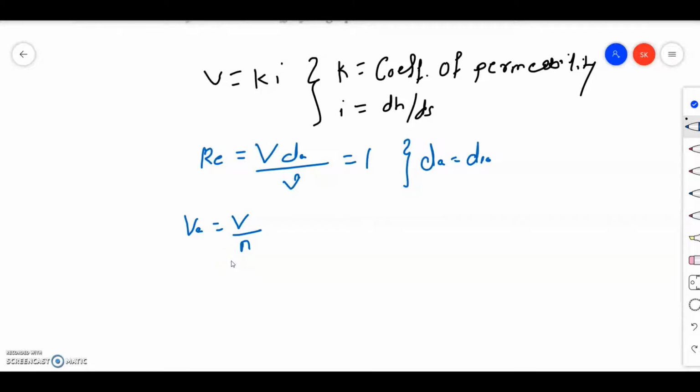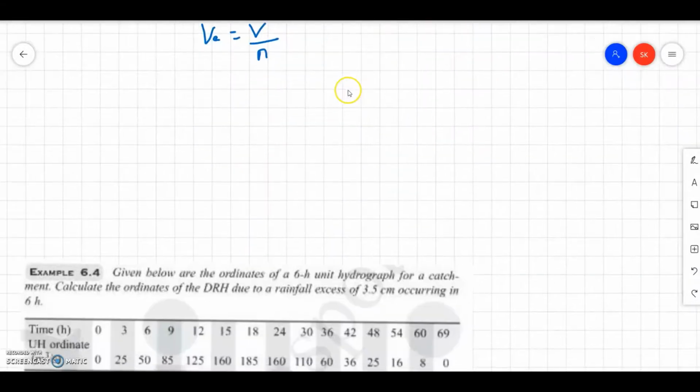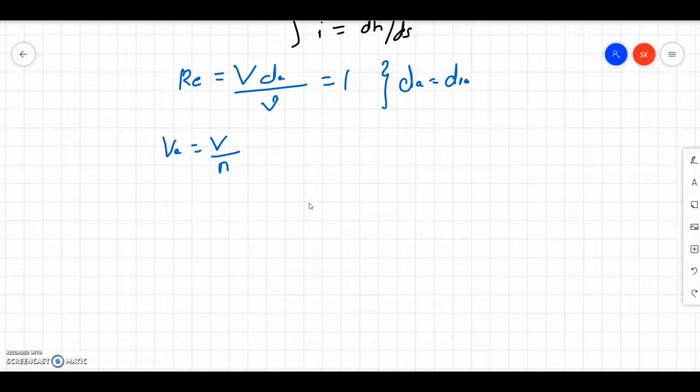Now the next part is the most important one, which is about the coefficient of permeability. We will discuss in detail the coefficient of permeability, which is generally represented by K. So I will just mention over here K.